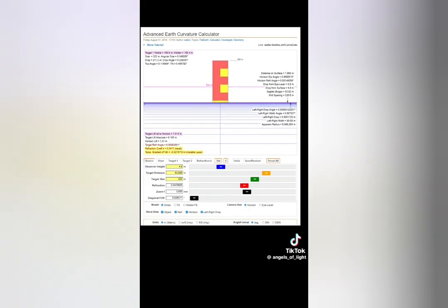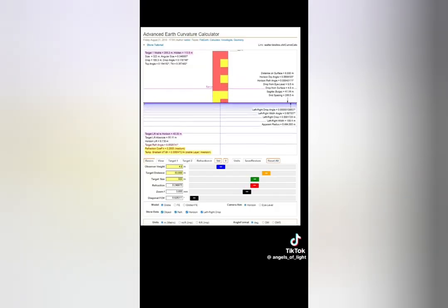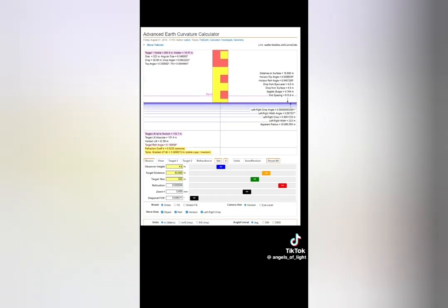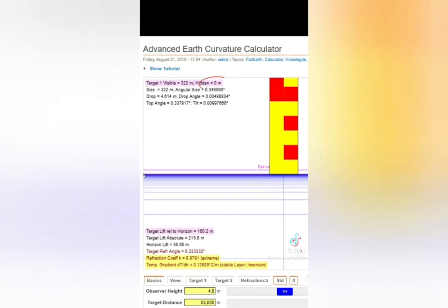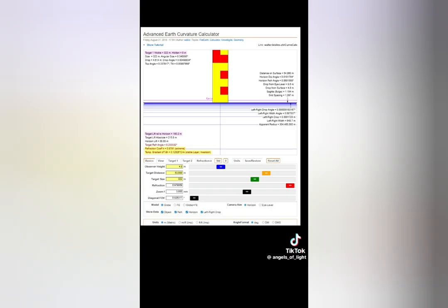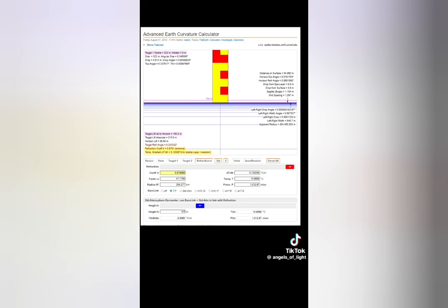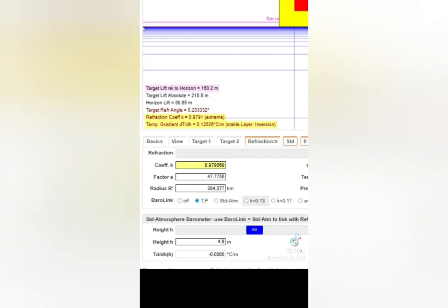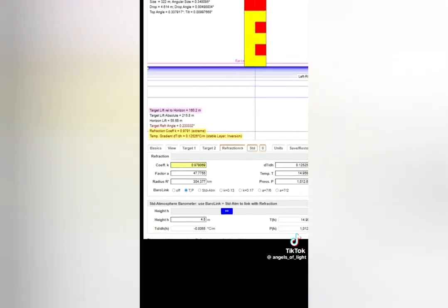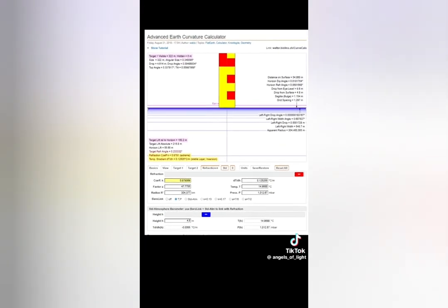So let's crank up the refraction and make the Earth bigger, according to their own globe paradigm, till we get 0 missing. Go up, go up, go up, and right about there. Right there. We get a 0 hidden height value now. And if we go over to the refraction tab, we can see we've now made the radius of Earth 304,000 kilometers when it's supposed to be 6,371 kilometers. Welcome to Flat Earth. Thanks for playing.